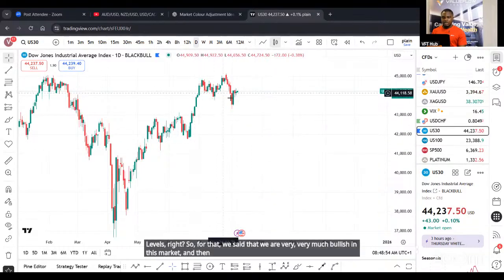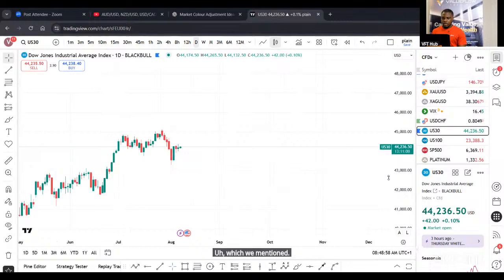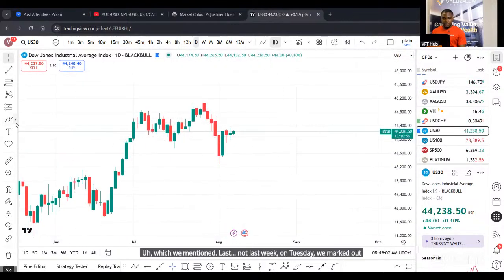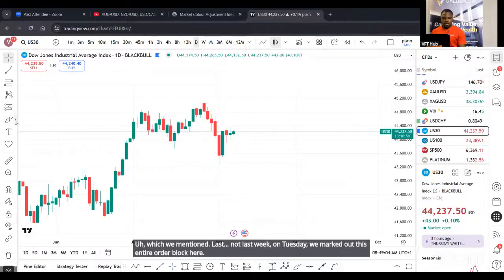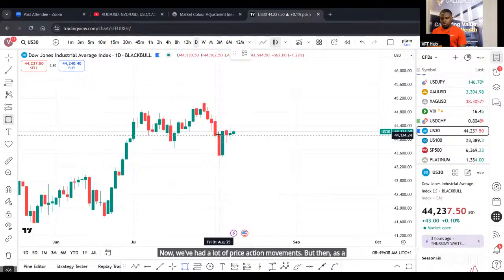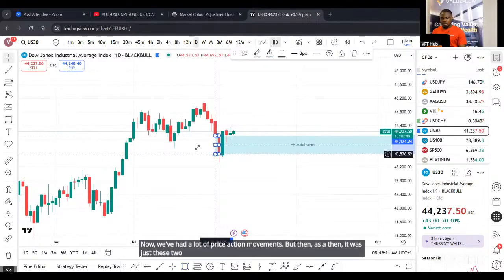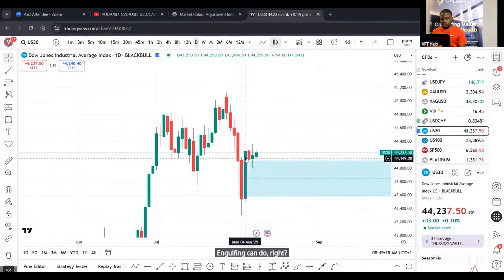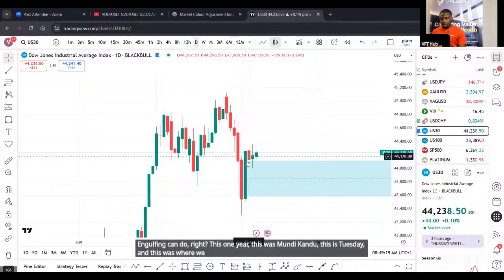So for that, we said that we are very much bullish in this market. And then we marked out some areas which we mentioned on Tuesday. We marked out this entire order block here. Now we've had a lot of price action movement, but back then it was just these two candles here. And this is a very strong bullish engulfing candle, right? This one here was Monday's candle, this is Tuesday, and this was where we were at this zone on Tuesday, and then we marked out this level.